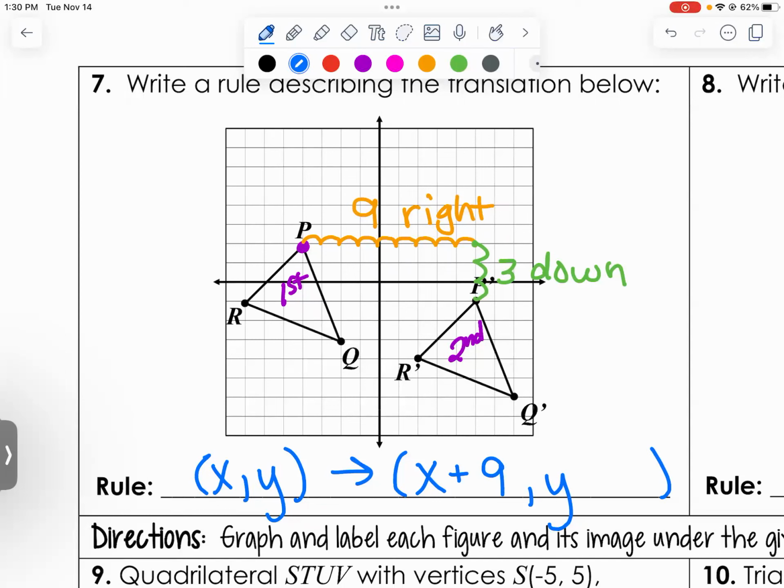With Y, did we go up or down? We went down, which means, do we need a plus or a minus here? And we went down 3.